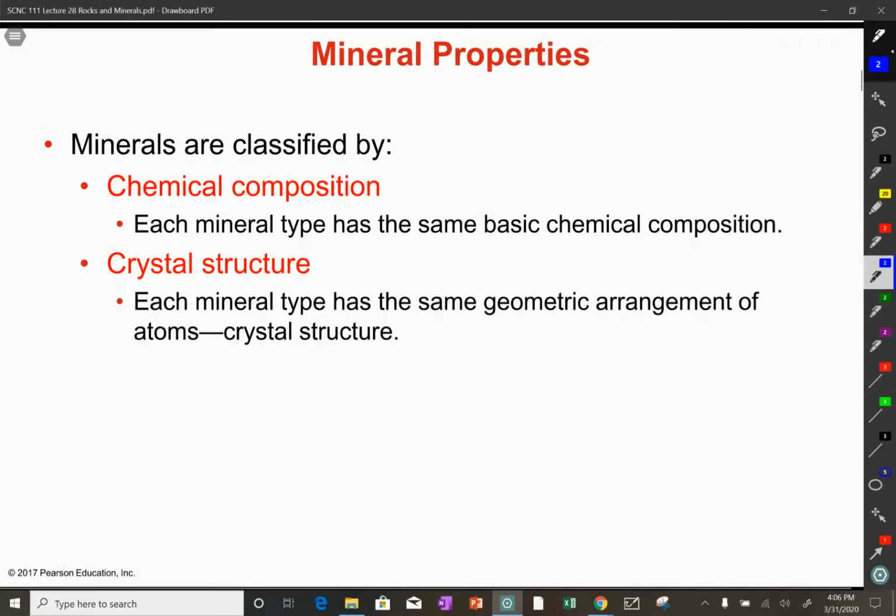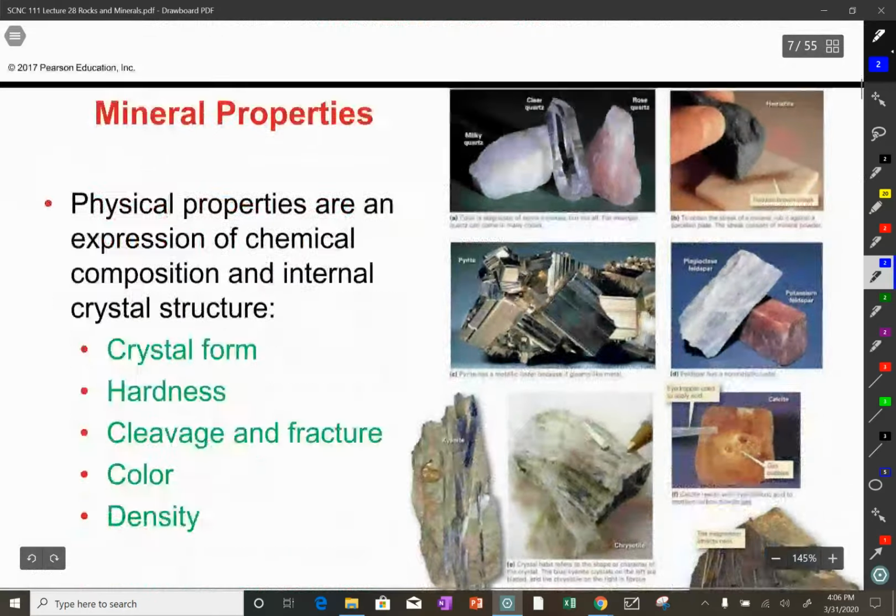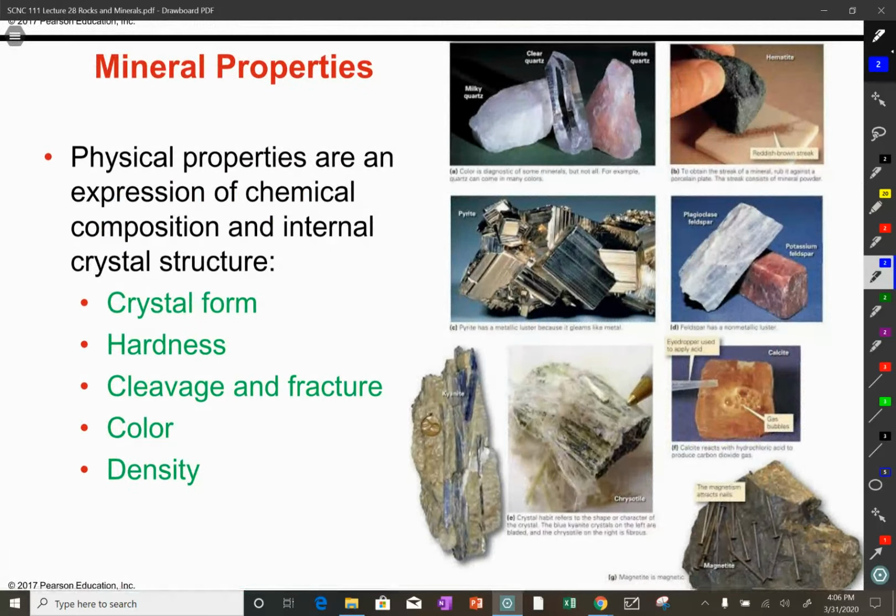Now, we classify minerals by both their chemical composition and their crystal structure. Chemical composition alone isn't enough to identify some minerals. I'll show you an example coming up. So the crystalline structure is also an important thing. The crystalline structure is talking about the geometric arrangement of atoms in the crystal. So the types of things that we actually will sit down and try to classify something with is the crystal form, the shape that the crystals take on.